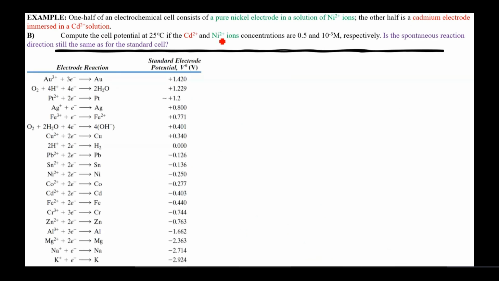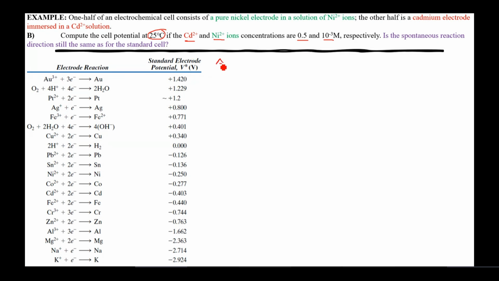This you already know. So let's have a look at this example again. We have an electrochemical cell जिसमें we have cadmium ions and nickel ions. 25 degrees पे cell है, लेकिन it is not the standard cell क्योंकि अब you have the concentration of cadmium ions is 0.5 and nickel ions is 10 raised to power minus 3. Now you have to determine, is the spontaneous direction still the same for the standard cell or has it changed? So could you find it out?